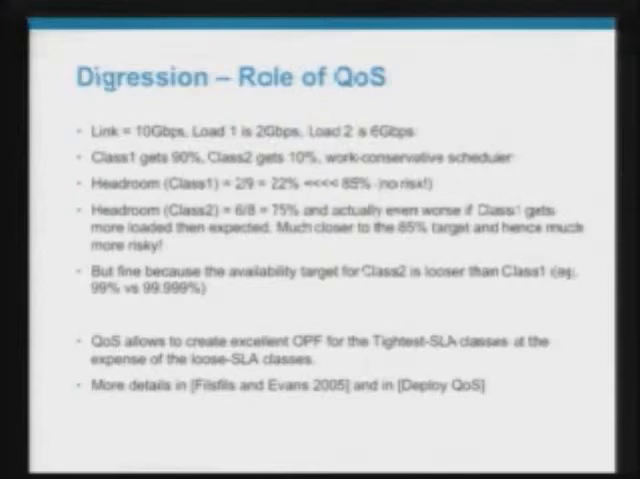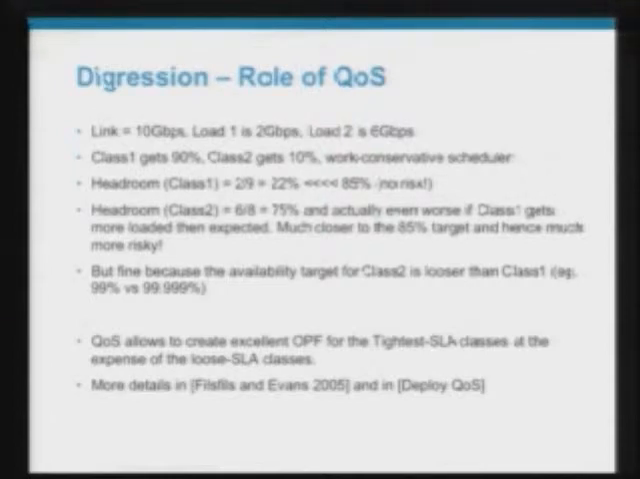Okay. So that might beg the question, what's the role of quality of service in this? If you're going to keep everything below 80 to 90%, and if you're going to plan for it, why even bother with any class of service or QoS changes? And Clarence here has put a nice example. My summary of that example is that it's basically insurance.